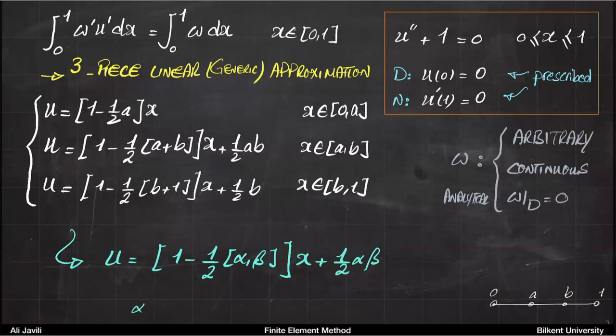So if the set alpha beta is 0 and A, then you recover exactly what you had up here. If alpha beta is between A and B, then you recover this one. And if alpha beta is B and 1, you recover the last one.